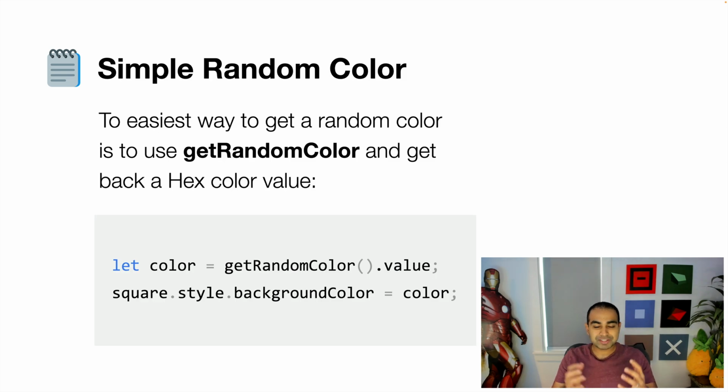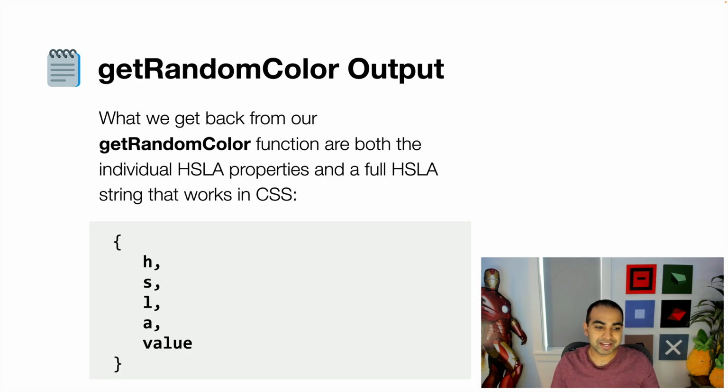And so the way we use it is as follows. The easiest way is, I have a variable called color. I set it equal to getRandomColor().value, the function, then the value property from that. And then all I need to do is set that value directly to whatever element I am applying the color to.